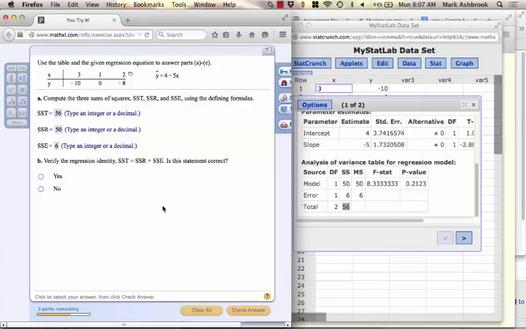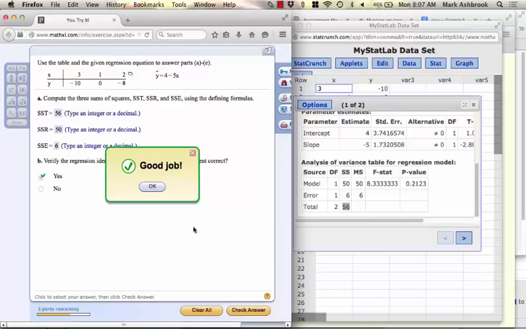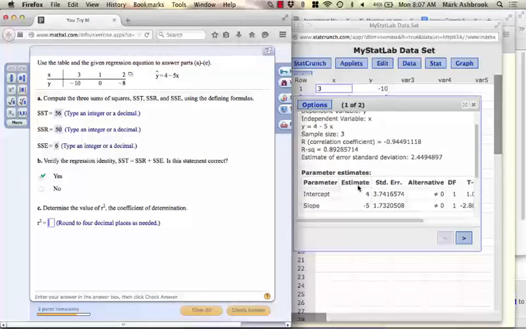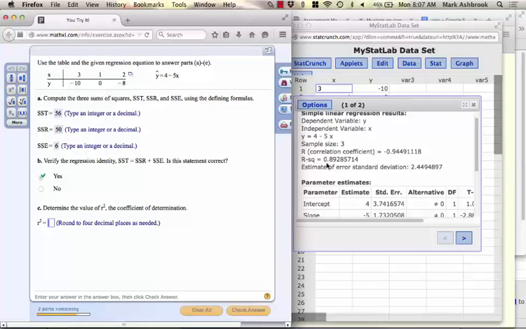Okay, then they want us to verify the identity. Does SST equal SSR plus SSE? Yes, 50 plus 6 equals 56. Okay, and then determine the value of R squared, the coefficient of determination. Again, that's given to us up here. R squared, and they want 4 decimal places. 0.8929.